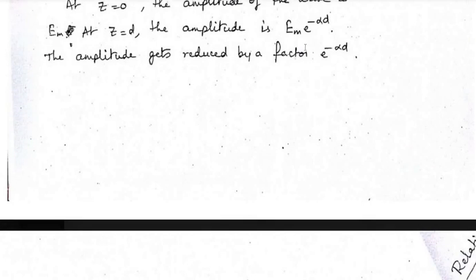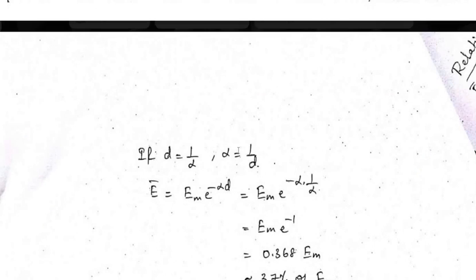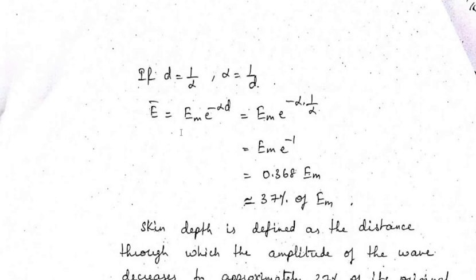So this factor is e raised to minus alpha into d. If you substitute alpha is equal to 1 by d, we get E is equal to Em e raised to minus alpha into d, which is Em. Put 1 by alpha in place of d, so these two are cancelled. We get Em e raised to minus 1, that is 0.368 Em, that is 37% of Em.